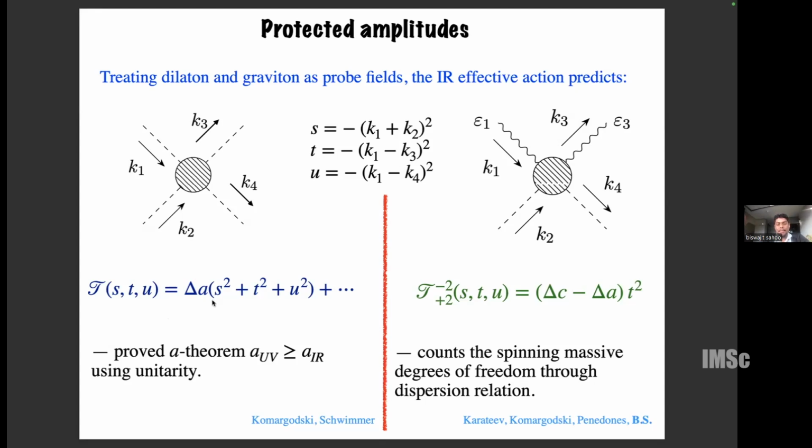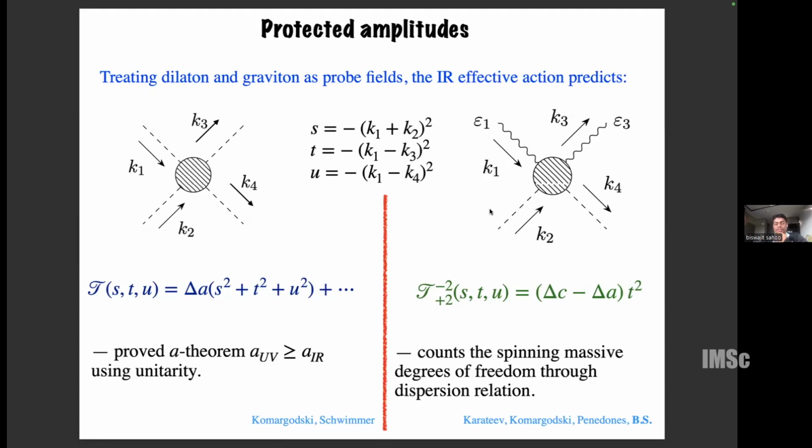And then once you have this, you can use unitarity to prove that this A UV is greater than A IR, which proves the famous A theorem proposed by Cardy. So we went on and tried to see whether any other such observables also exist.